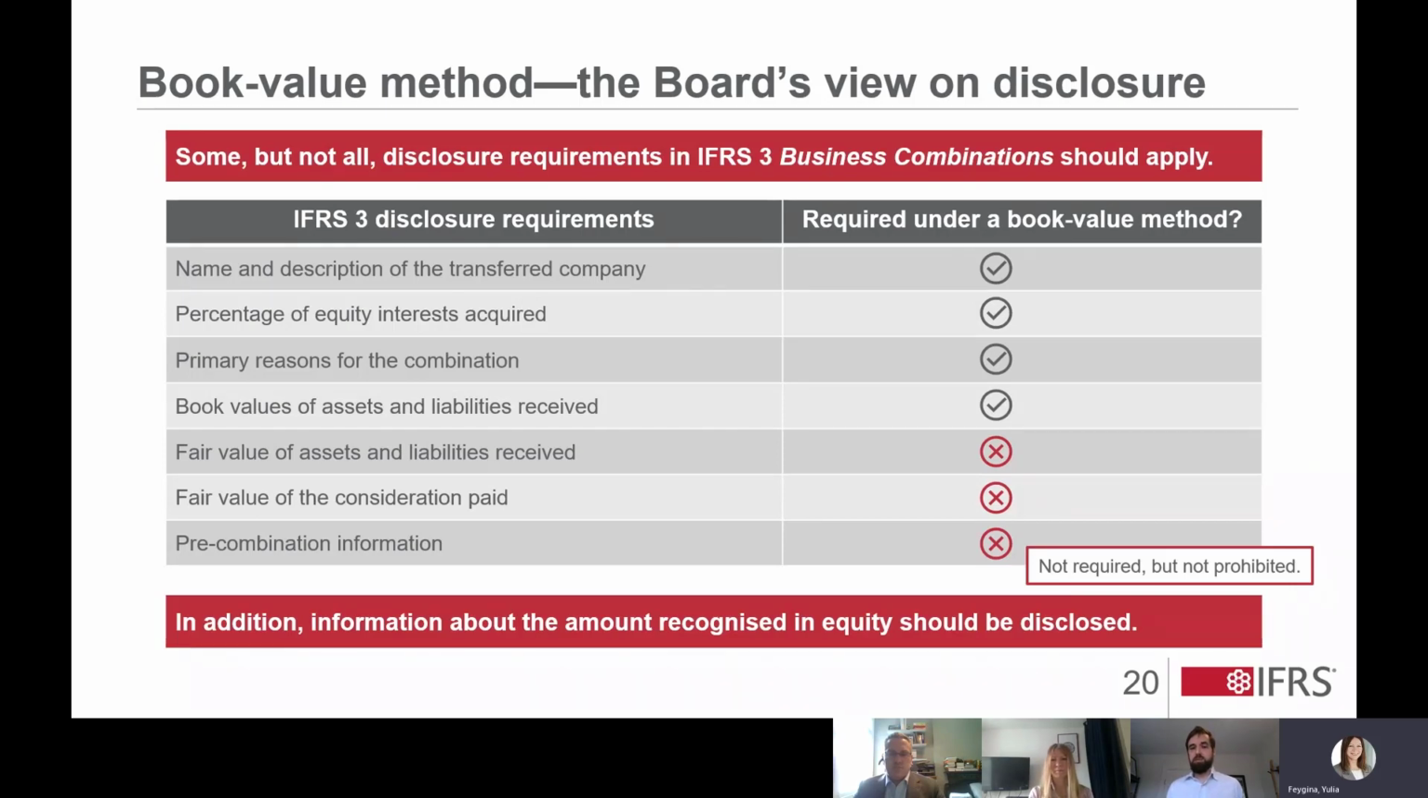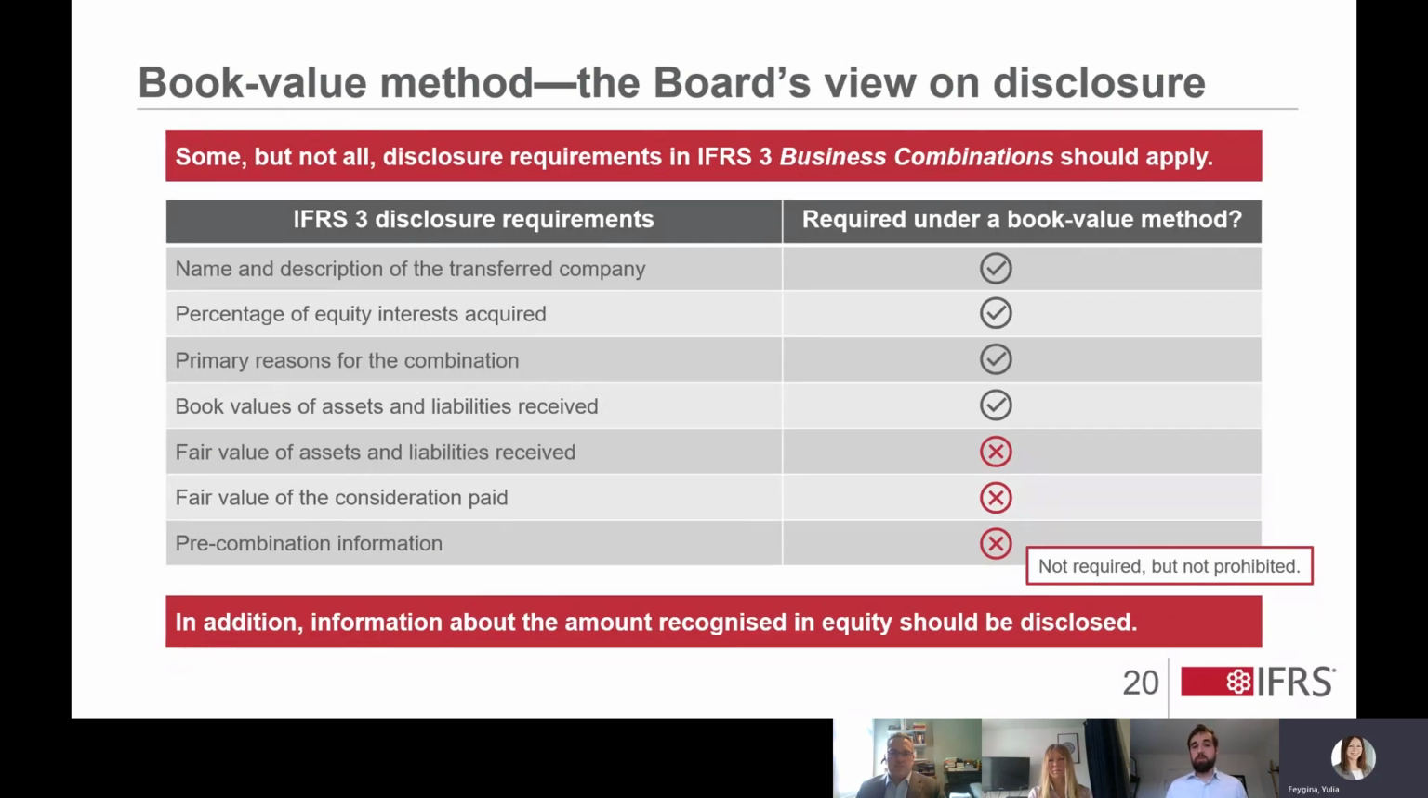include existing non-controlling shareholders. Therefore, the board concluded that the receiving company should disclose the name and the description of the transferred company, the percentage of equity interests acquired, the primary reasons for the combination, and the book values of the major classes of assets and liabilities received. However, the receiving companies would not be required to disclose information on the fair value of the consideration paid or of the net assets received.